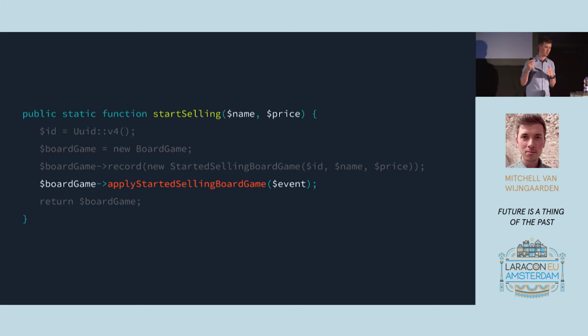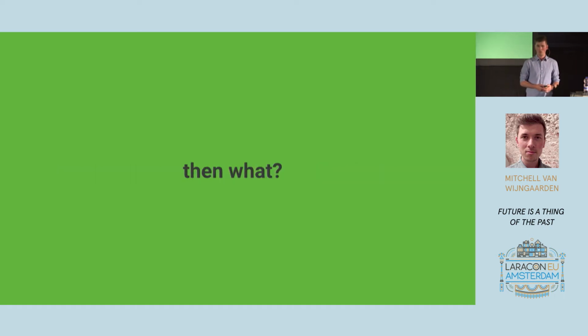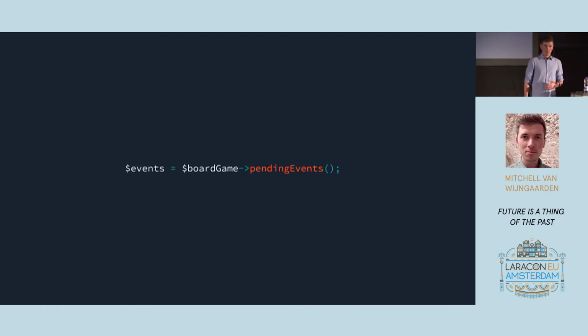So after the initialization of the started selling board game event has been completed, when it's successfully initialized, then we just apply all of this information. And more about this applying later because it's very important as well. So we return it, and then this board game object holds our new event, right? Well, we actually have to persist it somewhere. But how do we do that? Well, we just create a function to get back all of those events. So right now we only have one event in there, but this is just a simple function to get that.